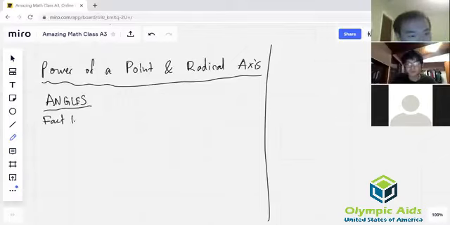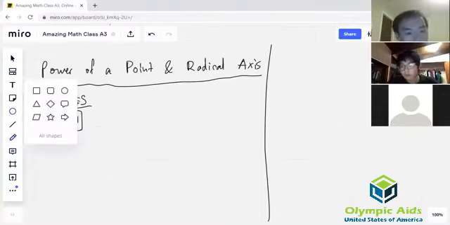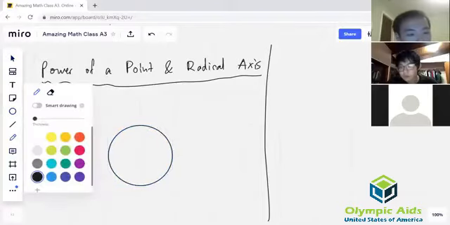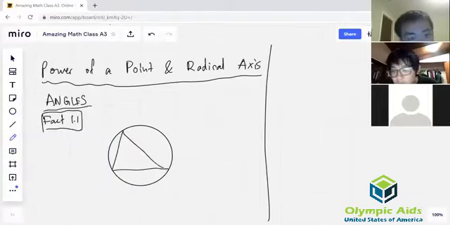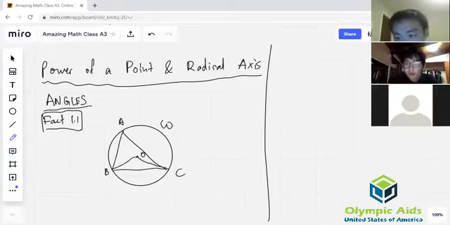I wrote something as fact 1.1, which is the inscribed angle theorem. Basically, if you have some circle, this circle is called omega, and you have a triangle ABC in it, and you have the center O here. The claim is that this angle right here, angle BAC, is equal to 1/2 of angle BOC.